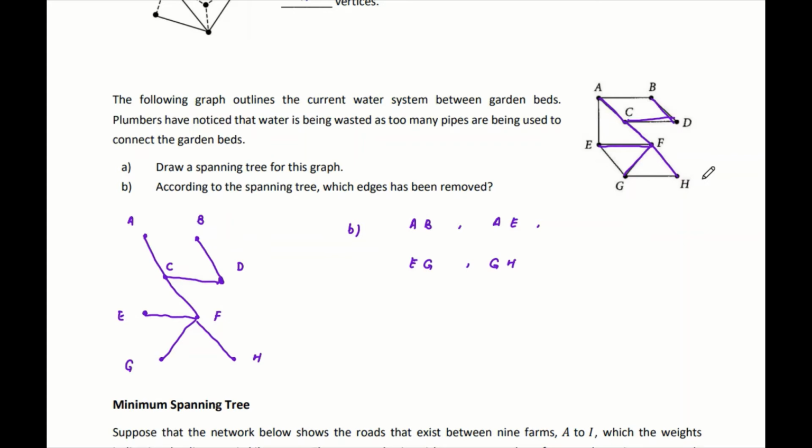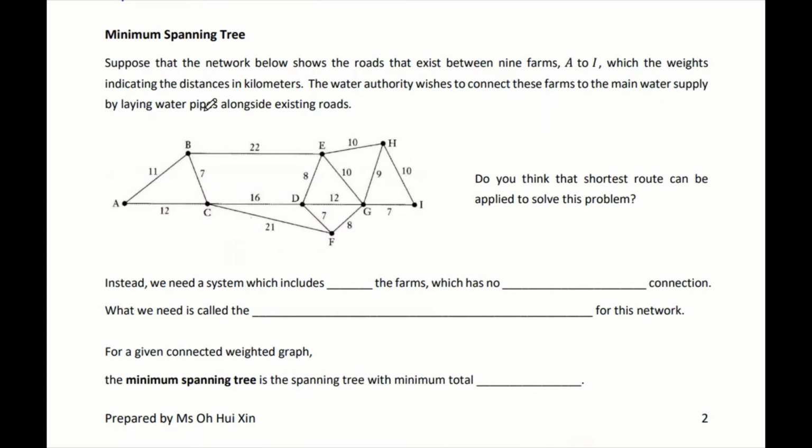And now we are going to look at what is meant by minimum spanning tree. We're going to understand what a minimum spanning tree is by using this situation. Suppose that the network below shows the roads that exist between nine farms: A, B, C, D, F, G, H, I. The weights here indicate the distance to reach each farm. The water authority wishes to connect all the farms to the main water supply by laying water pipes alongside the existing roads. Looking at this network, if I do not want to do any planning, then of course I can just lay water pipes alongside all the roads here.